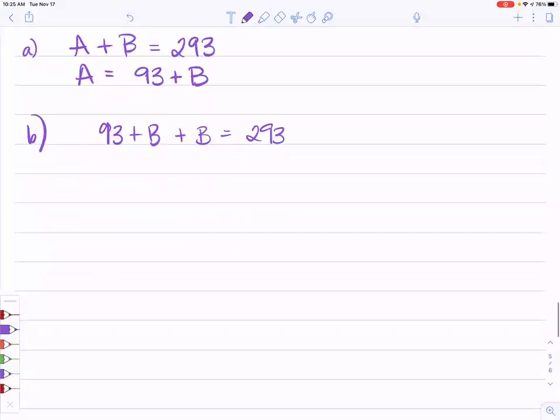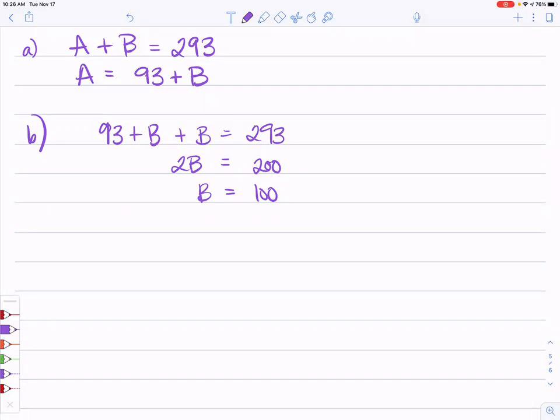So then, combining like terms, my B's make 2B, or not to be. Move my 93 to the other side, and what do I get? 200. So B equals 100. Have I solved the system? No, so I'm not done yet. Let's go get A.